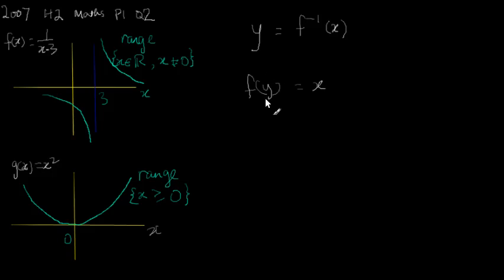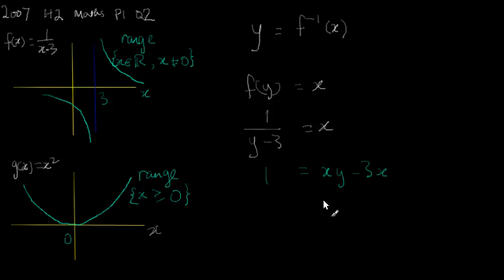Then the next step, we could make use of the expression for f and write this out in full. So this will be 1 over y minus 3 equal to x. Now with this equation, we can solve for y, because if I can solve for y, then I would basically have the formula for the inverse function. So let's do that. Let's multiply both sides by y minus 3. That gives x(y minus 3).